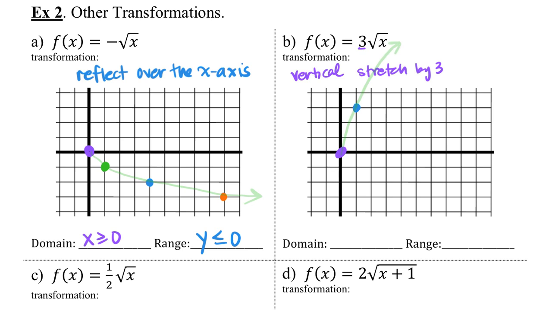Okay, what's my domain? X is greater or equal to 0. And in the y direction, we're going up, so it's also greater or equal to 0.